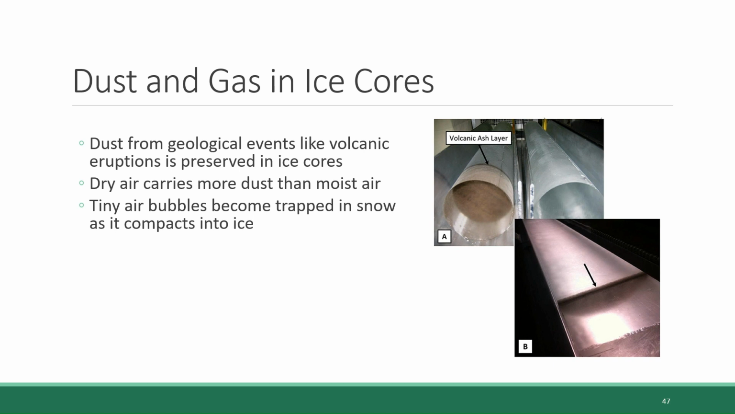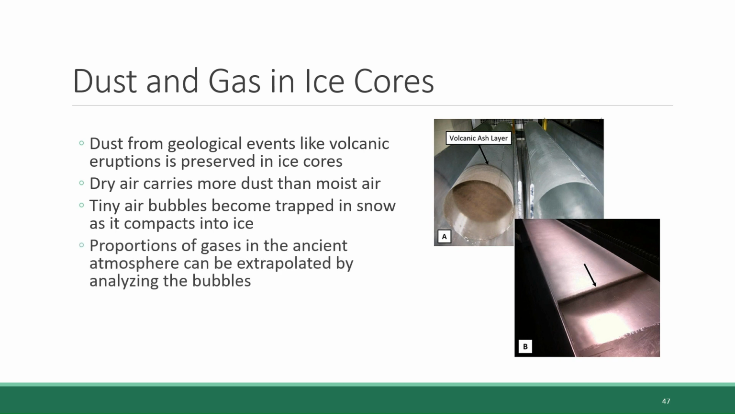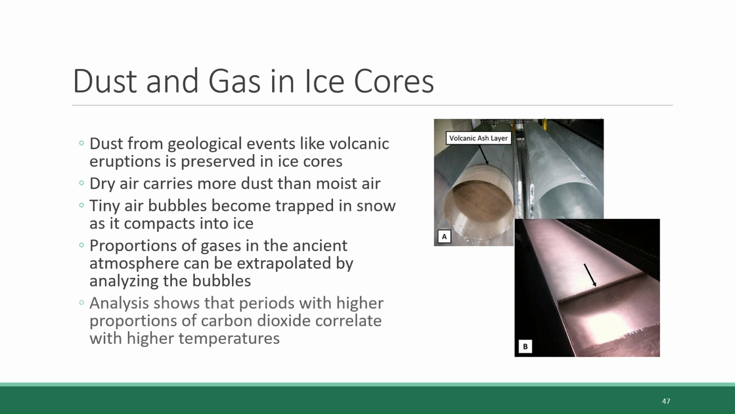Also, as the snow is getting compacted into ice, tiny air bubbles get trapped in the layer and effectively preserve a little sample of the atmosphere from that period in the Earth's history. We can actually look at the gases contained within the bubbles and figure out what the proportions were of different gases in the atmosphere at the time. And this analysis shows that periods with a higher concentration of carbon dioxide correlate with higher global temperatures as extrapolated from the isotope data.